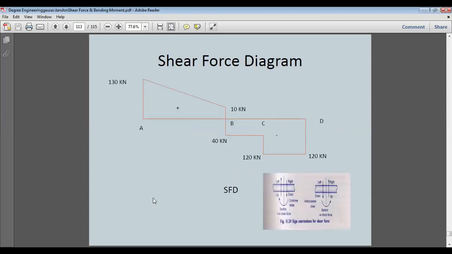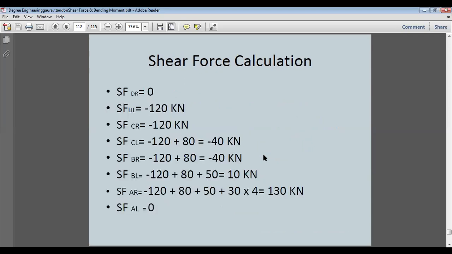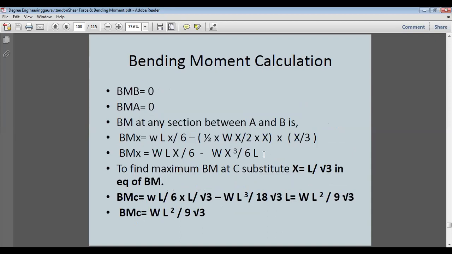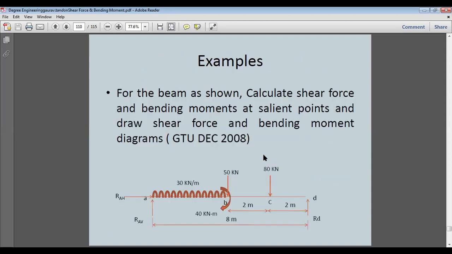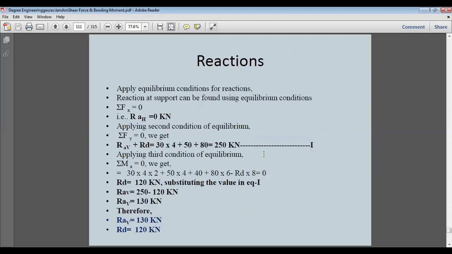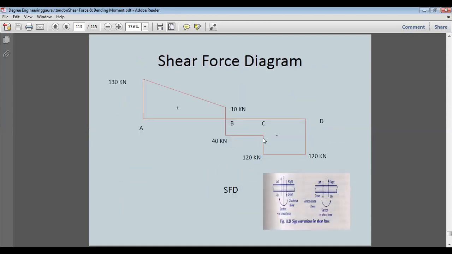So we can see this is baseline AB. So we are having 130 vertical upwards, 120 vertical downwards. When we are coming from D to C, there is no other force except D up till C. So this is a straight line. At point C, we see a point load of 80 kilonewton is added. So when this is added, it will be coming down. So we can see 120 to 80, it will be decreased.